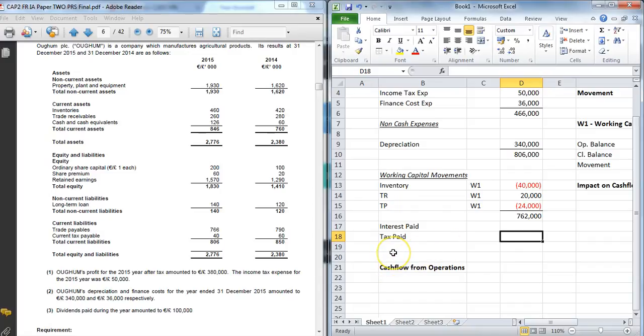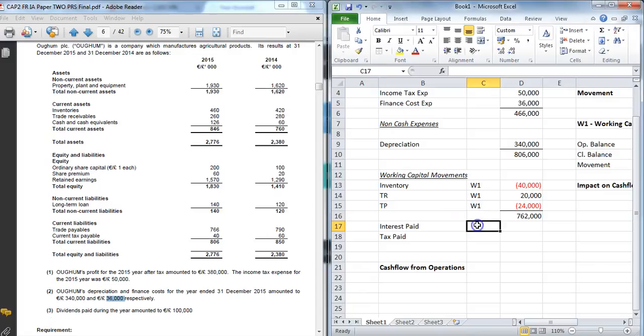The next element of this is to figure out what is interest paid and tax paid. It's important here to get into the practice of using your statement of financial position to figure out whether the amount in the P&L is the correct amount to go into the cash flow. We'll start off with finance costs. We had a finance cost expense of 36,000 for the year. Did we have any opening or closing liability related to finance costs? Looking at our current liabilities, we didn't. There's nothing about accrued interest there.